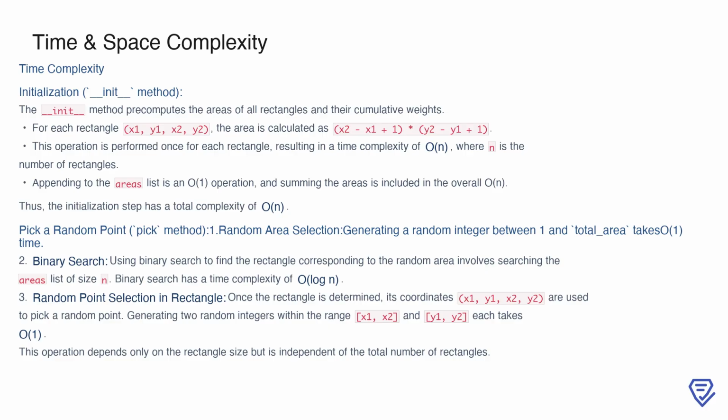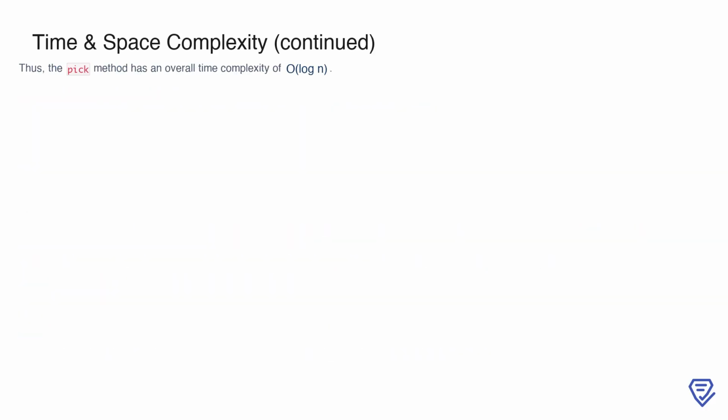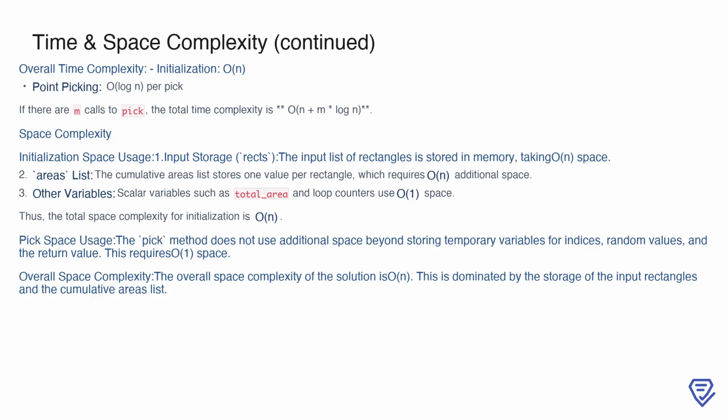Finally, after determining the rectangle, we select a random point within it by generating two random integers within the rectangle's bounds. This is an O(1) operation since it depends only on the size of the rectangle and not the total number of rectangles. Now, putting it all together, the total time complexity of the solution depends on both initialization and the point picking operations. Initialization is O(n), and each call to pick takes O(log n). If there are m calls to pick, the total time complexity becomes O(n + m log n).